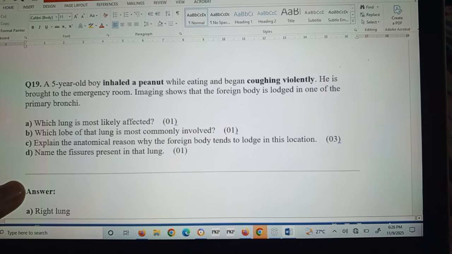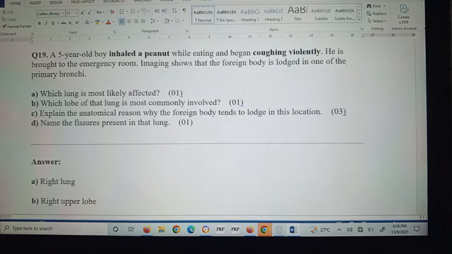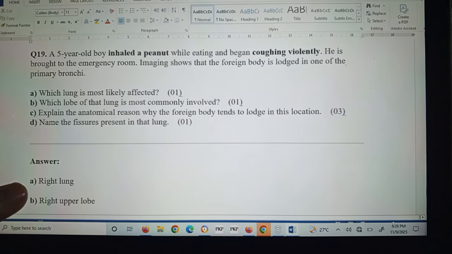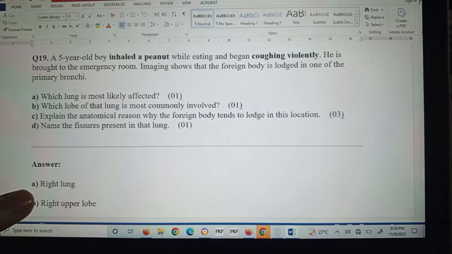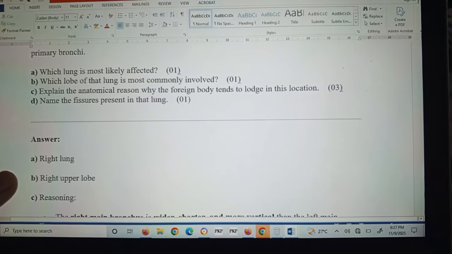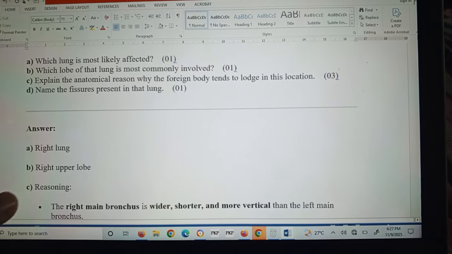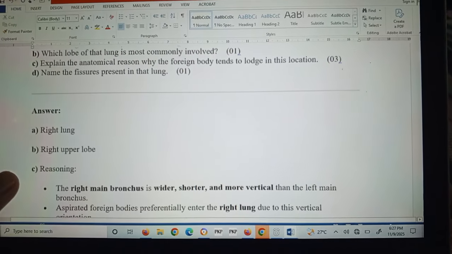Question number 19: a 15-year-old boy inhaled a peanut while eating and began coughing violently. He is brought to the emergency room. Imaging shows that the foreign body is lodged in one of the primary bronchi. Which lung is most likely affected? Which lobe of that lung is most commonly involved? Explain the anatomical reason why the foreign body tends to lodge there. Name the fissures present in that lung.